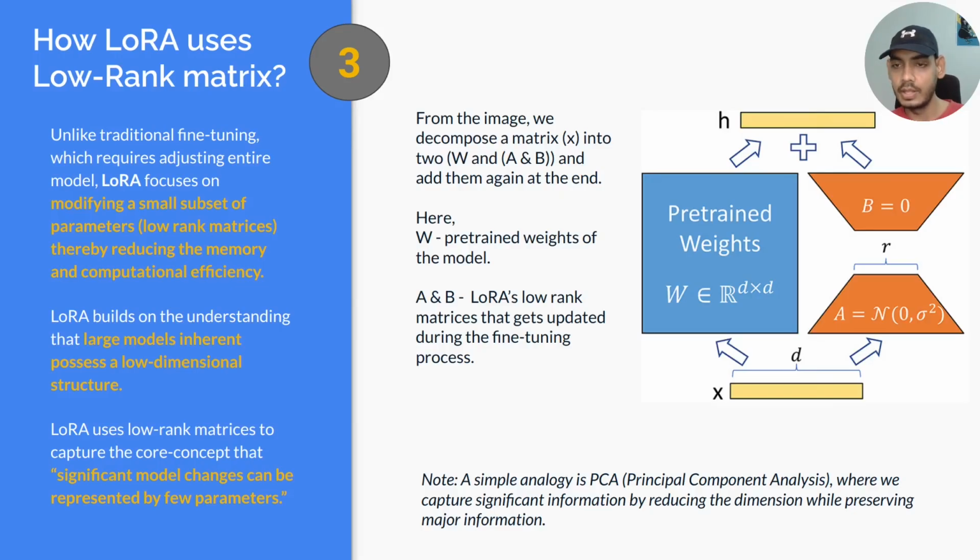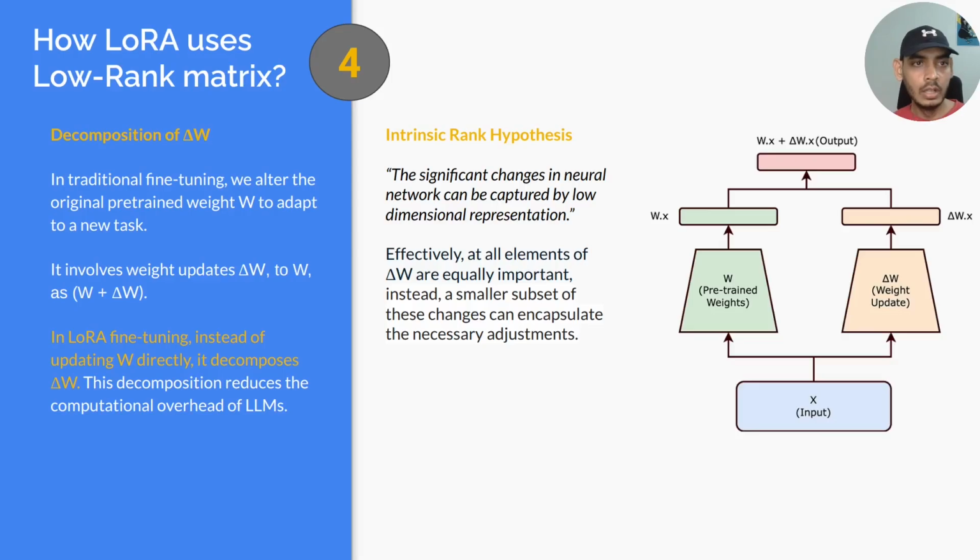Okay, there is weight update happening and you have an X matrix. So what you do is you split it, or decompose that matrix, into two. One is W, which is your pre-trained weights, and there are the A and B matrices, which are the low rank matrices that you are building. Here W is the pre-trained matrix or weights, and A and B are the low rank matrices that get updated during the fine tuning or training process.